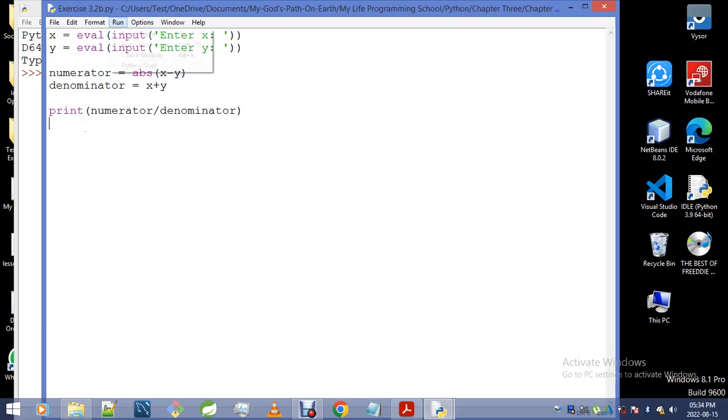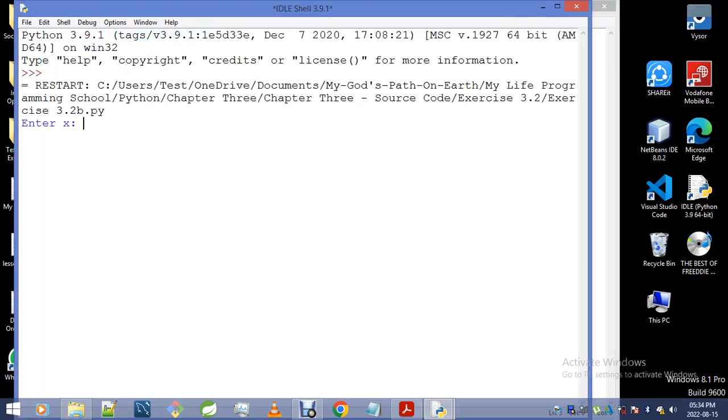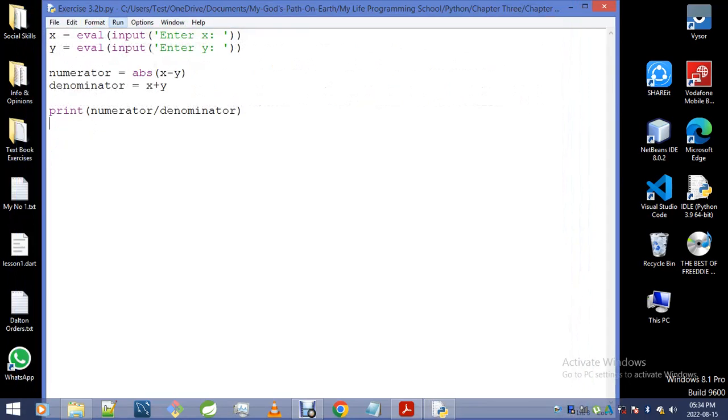So now let's see. Let's just go 5, then 3. So it's gonna be 5 minus 3. The absolute value of that is 2 all over what? All over 5 plus 3, which is 8. So it's gonna be 2 over 8, which is 1 over 4, which is 0.25. Okay, I can play around with this program.